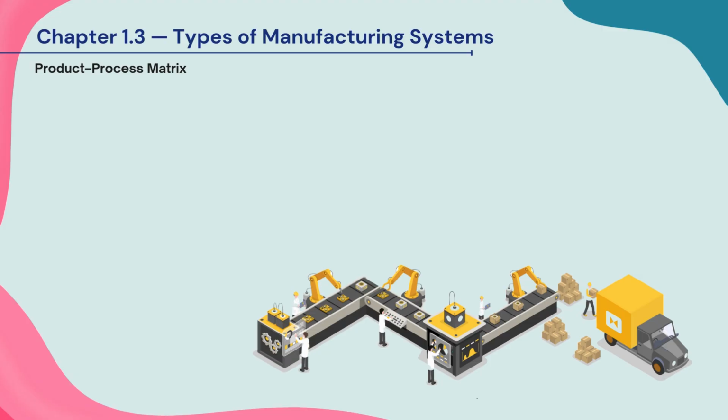Job shops handle low volumes with very high variety and exceptional flexibility, while batch processes operate at medium volumes and moderate variety with balanced flexibility. Flow processes support high volume, low variety products and offer limited flexibility, and continuous processes run at extremely high volumes with minimal variety and very low flexibility. This alignment helps organizations choose the right process structure for efficiency and competitiveness.